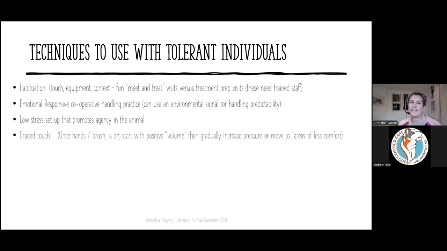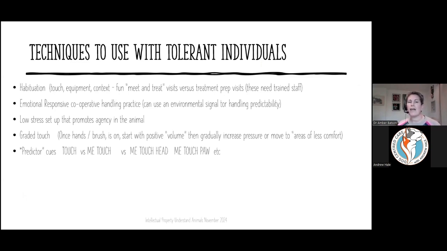We've talked about low stress setups, about the approach to the dog arriving at the clinic, the approach within the consult room, etc. We've talked about graded touch. We can also think about using predictor cues. So these can be helpful as well, so the dog knows we're going to do something.